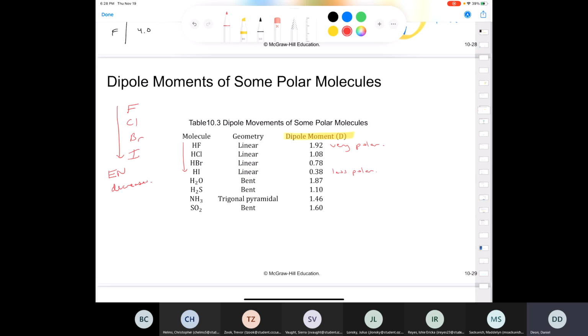If I look at the dipole moment for water, I can see that water is a very polar molecule, right? It's comparable in its dipole moment to hydrogen fluoride. And then you see H2S has the same molecular geometry as water, bent, but the dipole moment is less. Why? Because sulfur is not as electronegative as oxygen, and therefore the dipoles simply aren't as strong. All right, again, I'm not going to ask you to measure dipole moments, but you should know that the greater the dipole moment, the more polar the molecule.